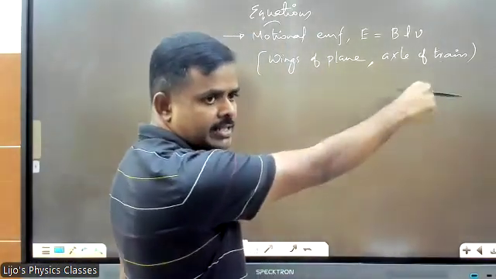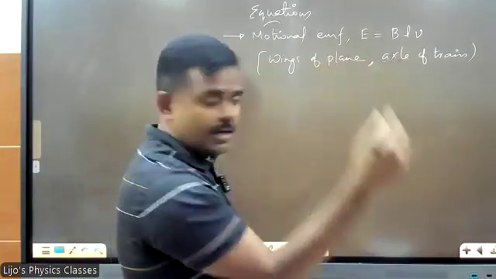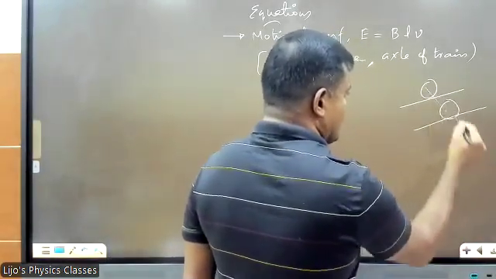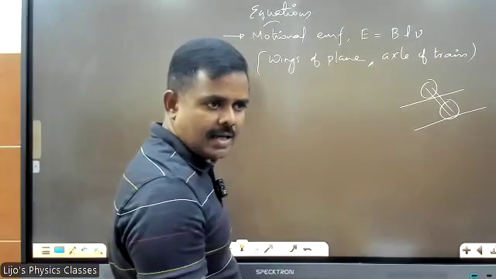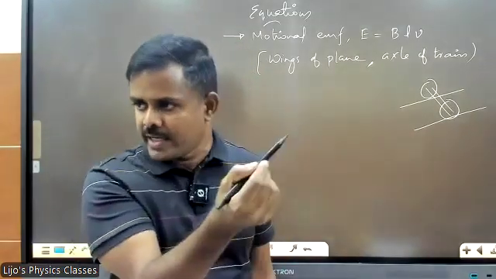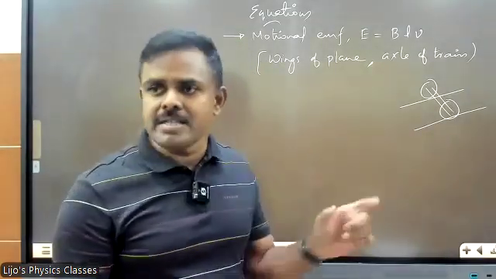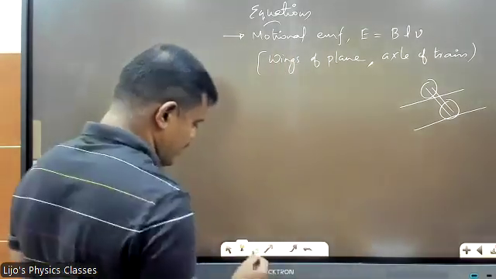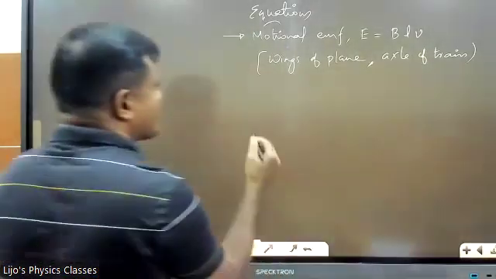Now, axle of the train. What will be the length of the conductor? Axle length, right? Look at this. These are the rails. These are the wheels. And this is the axle. Correct. Axle length is actually the length of the conductor. Got it? For meter gauge train, it is 1 meter. We'll do that question.